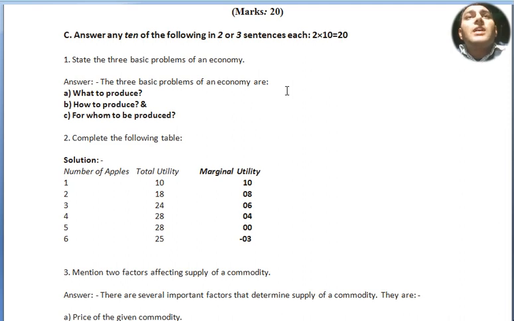So on first, total utility is 10. So marginal utility will also be constant, that is 10. Second, it has increased to 18. So 8 is increased. So we have to write down 8. Again, in 18 and 24, 6 is the difference. So the marginal utility is 6. Again, 24 to 28, 4 is the difference. We have written 4. Again, 28 minus 28 equals to 0. And then 28 minus 25, which is minus 3. They have just decreased. So the marginal utility decreased, negative.